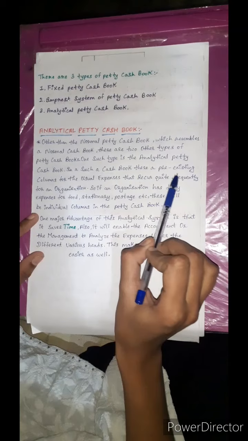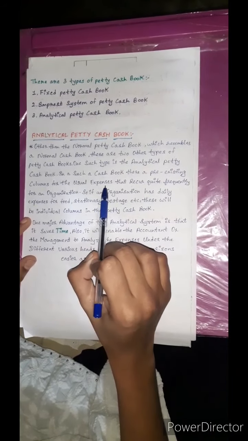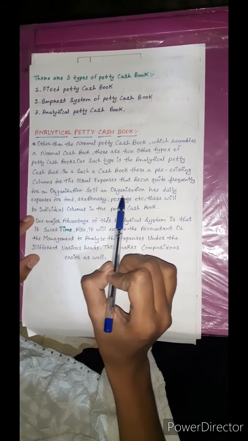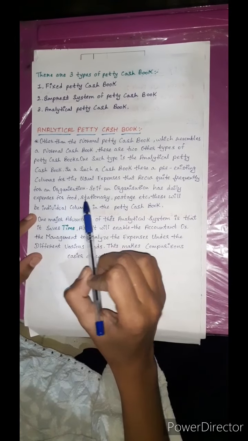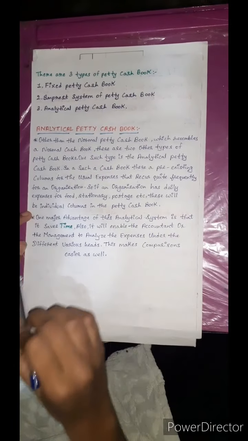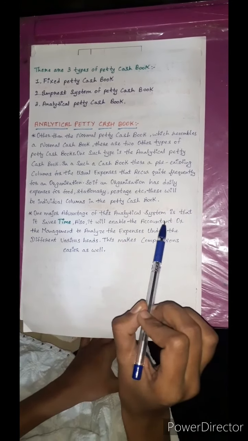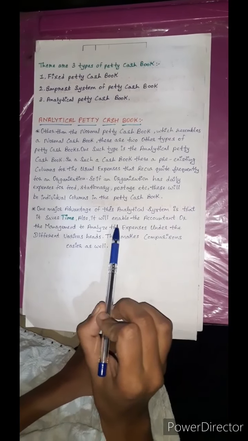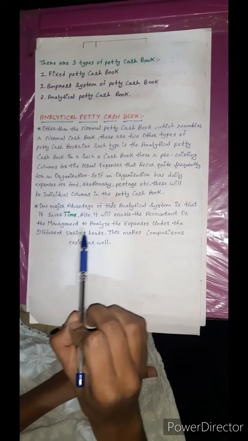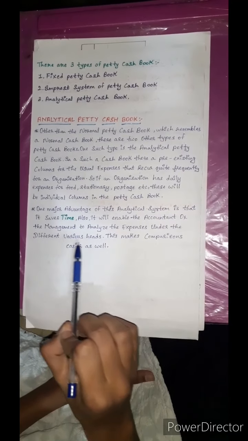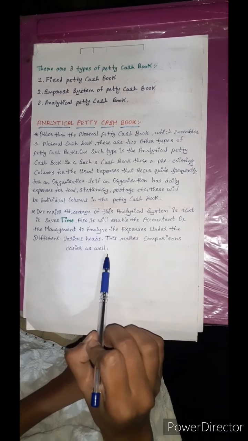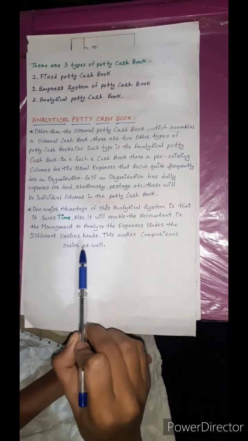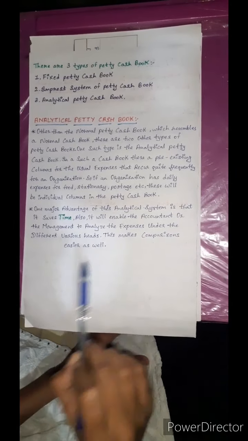In such a cash book, there are pre-existing columns for the unusual expenses that occur quite frequently for an organization. So, if an organization has daily expenses for food, stationery, postage, etc., these will be individual columns in the petty cash book. And the advantage of this analytical system is that it saves time, and also it enables the accountant or the management to analyze the expenses under the various heads. This makes comparison easier as well. So this analytical petty cash book will be useful for time saving, and also it will be very useful for the auditor to make it easy.